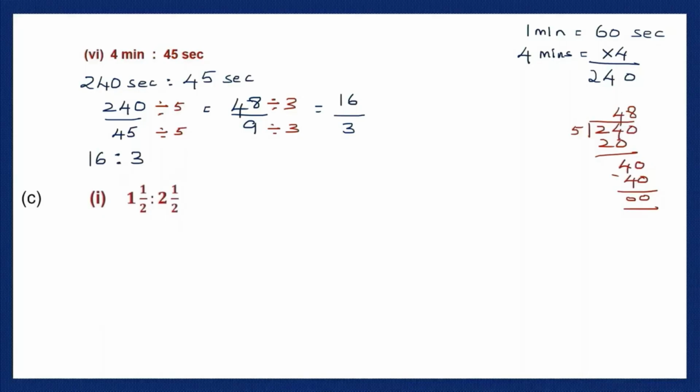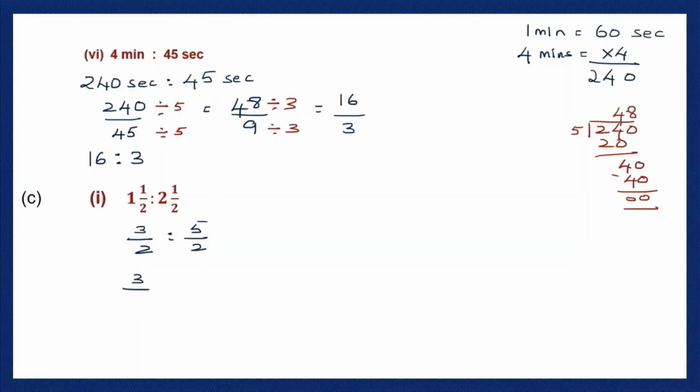Next question, 1 by 2 is to 2 1 by 2. So these are fractions, isn't it? So first step, let's convert. 2 ones are 2 plus 1. 3 by 2 is 2. 2 twos are 4 plus 1, 5 by 2. So 3 by 2 is to 5 by 2, which is actually 3 by 2 divided by 5 by 2.